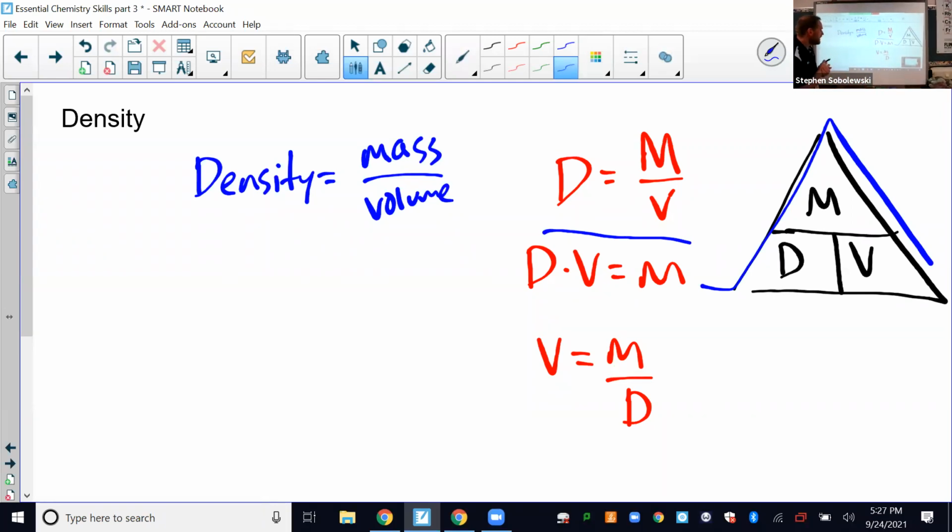Last thing I want to talk about is how density relates to water. Water has a density of 1 gram per milliliter, or 1 gram per centimeter cubed, because as we learned in the volume lab, milliliters and centimeters cubed are the same thing. So again, water has a density of 1, and generally that's given 3 sig figs: 1.00 grams per milliliter.